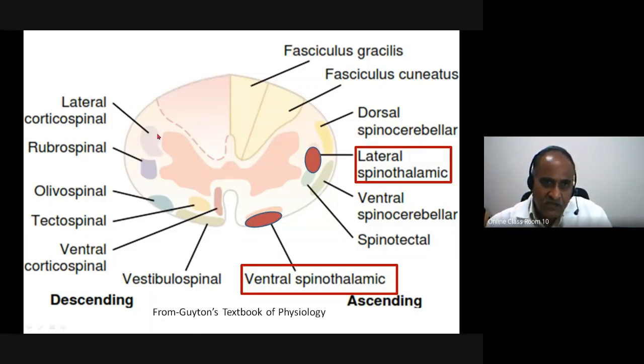Just to remind you of the descending tracts, this forms the lateral corticospinal tract, rubrospinal tract, olivospinal tract, and then vestibulospinal tract, the tectospinal tract, and the ventral corticospinal tract. The lateral corticospinal tract is a crossed one, and the ventral is an uncrossed one. Just a brief review of the tracts in the spinal cord, but we are mostly interested in these brown oval things, that is the lateral and the ventral spinothalamic tracts.